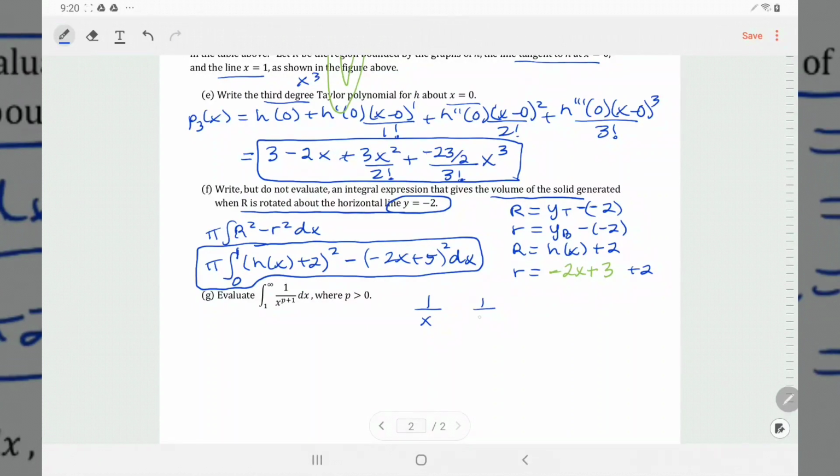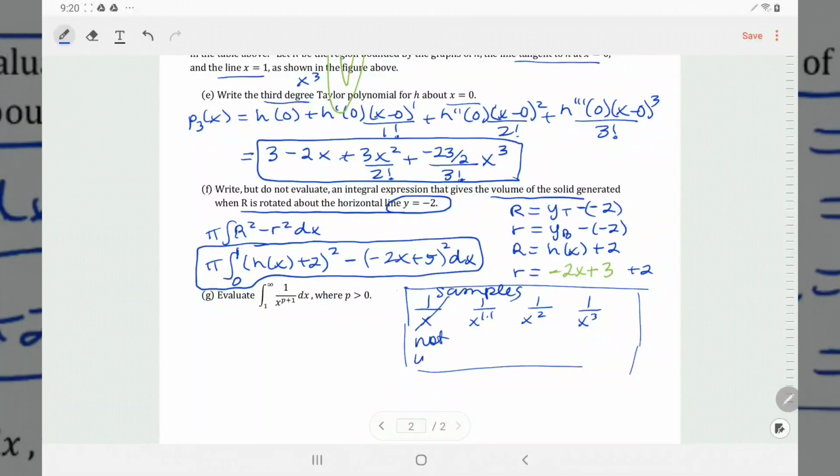Okay, so how would I do these? I would go x to the negative 2, x to the negative 3. I would need to do a limit. So limit as b approaches infinity of 1 to b, and then I would call this x to the negative p minus 1 dx. I can add a power, negative p minus 1 plus 1, divided by the exponent, negative p minus 1 plus 1. I want to go from 1 to b, limit as b approaches infinity.